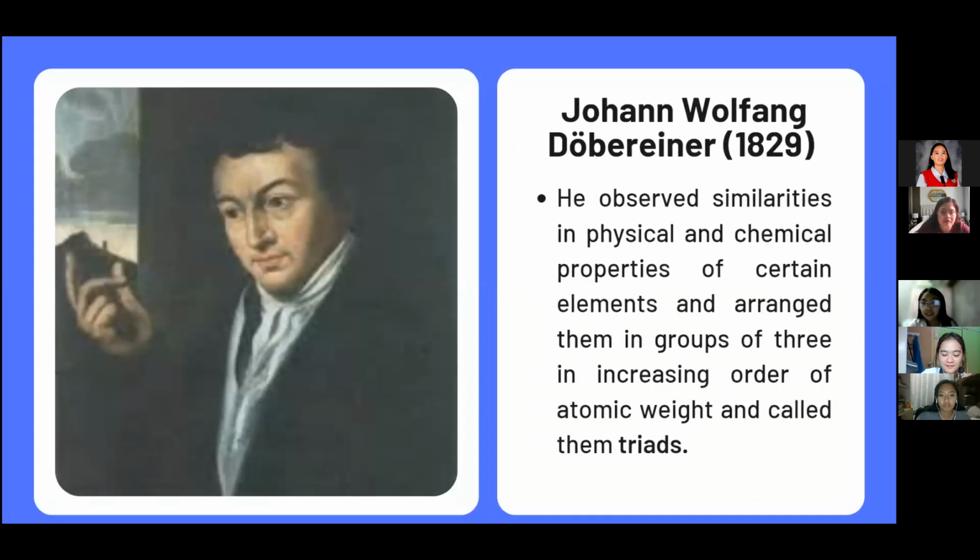Next is si Johann Wolfgang Döbereiner. So, Johann is a German physicist. So, during 1829, he observed similarities in physical and chemical properties of certain elements and arranged them in groups of 3 in increasing order of atomic weight and called them triads. So dito sa triads niya, may na-observe siya na in some properties, the middle element is ma-predict daw from the other 2 elements.